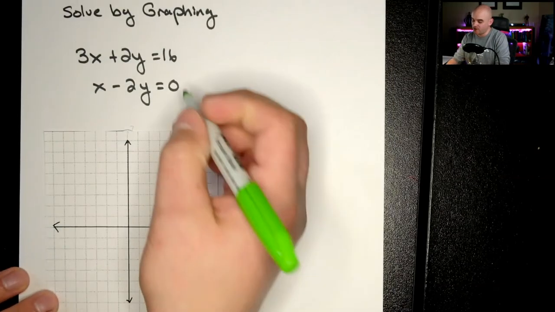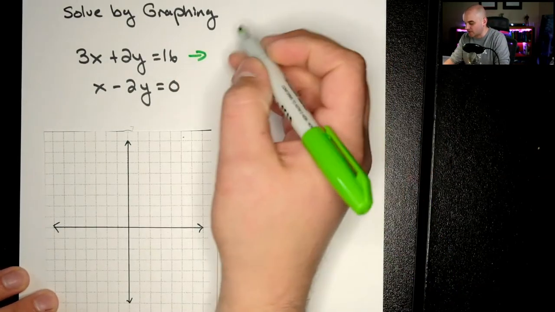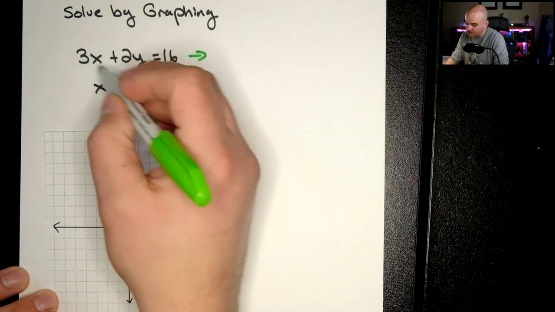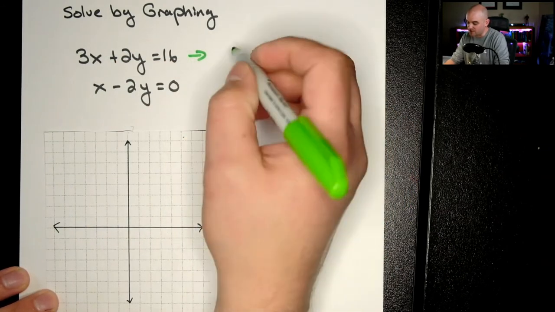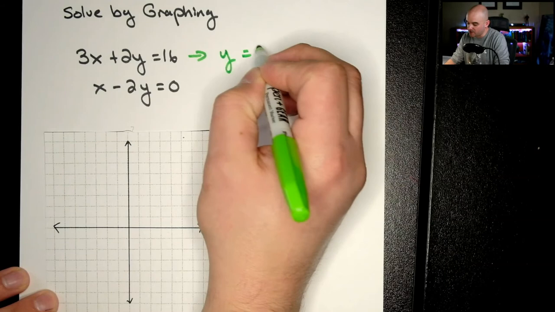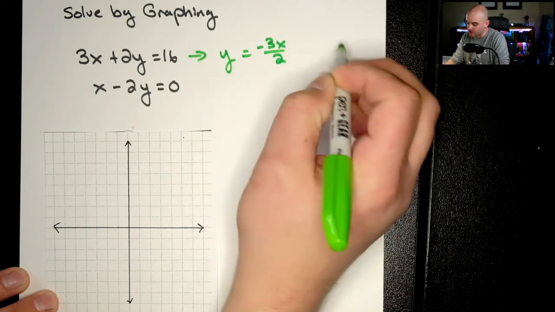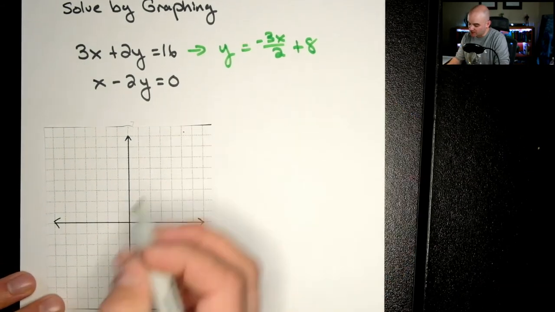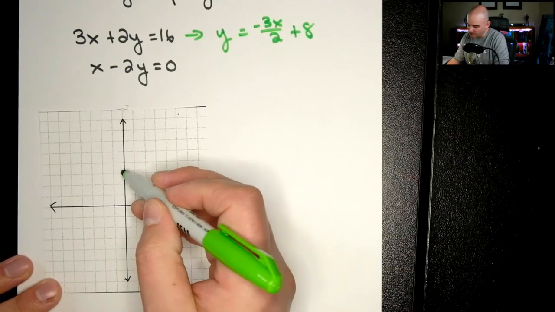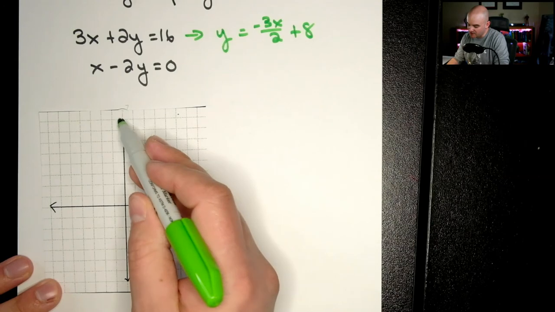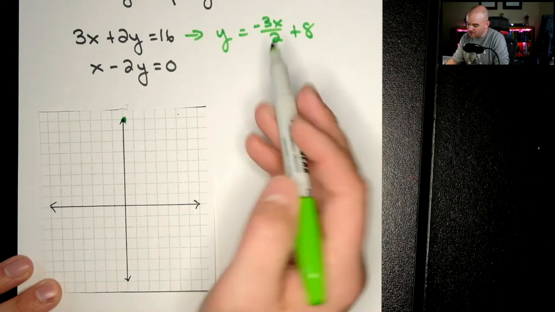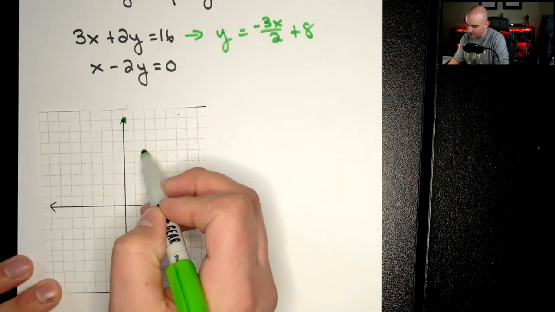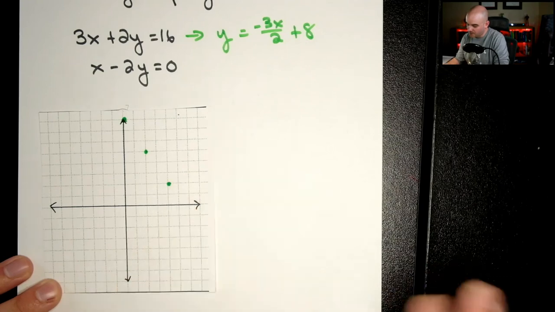So I'm going to graph. If it makes you happy, you can put this in y equals mx plus b. I'm going to say, okay, subtract 3x from both sides and then divide by 2. I will get y equals negative 3x over 2 plus 8. And so this tells me my y-intercept is at 8. 1, 2, 3, 4, 5, 6, 7, 8. And then the slope is down 3 over 2. I'm going to graph my line.